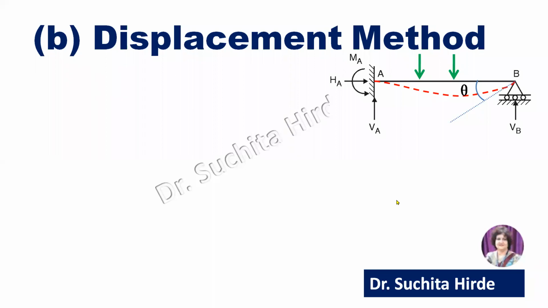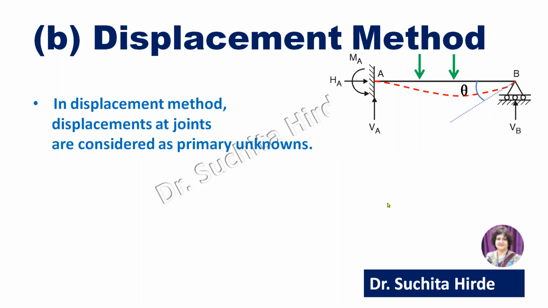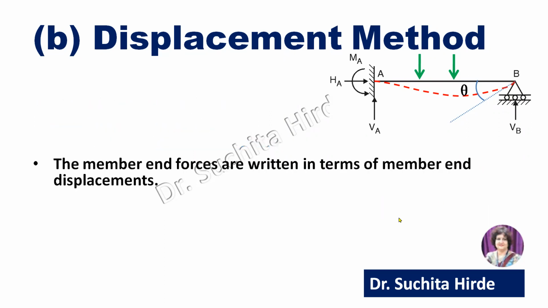Now let us understand some salient features in displacement method. As I told you, in displacement method, displacements at the joints are considered as primary unknowns. Then the member end forces, for example MAB, that is bending moment at A, whose far end is B, are written in terms of member end displacements. That means if you want to calculate MAB, we will write the equation in terms of thetas and deltas.